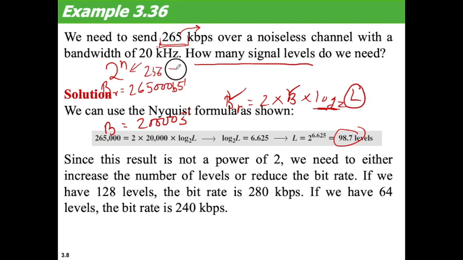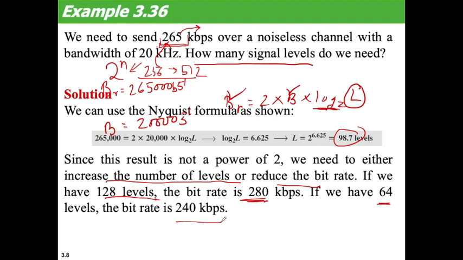256 was the previous one, and the next one is 512, right? So by this formula we can actually increase our bit rate. For example, the result is not a power of 2, so we have to either increase the number of levels or reduce the bit rate. So if we increase the number of levels, let's say if we have 128 levels, that means the bit rate is 280 kbps. And if we have 64 levels, the bit rate will be 240 kbps.